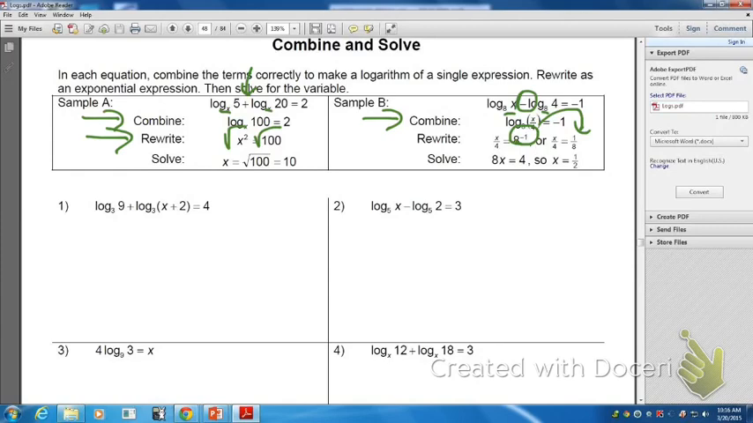Which property are we going to use on this one? This one is going to be a multiplication. So first thing we're going to do is combine. So we combine that into log base 3 of 9 times our x plus 2 equals the 4. So you need to multiply this out. How are you going to multiply the 9 times the x plus 2? Distribute. So we'll distribute that. What's that leave you with?